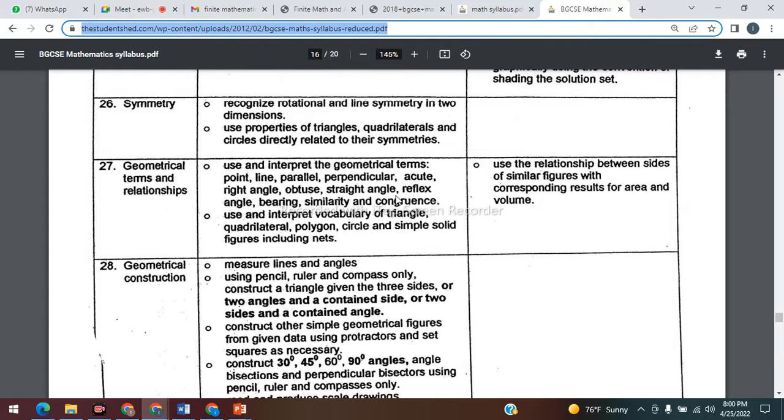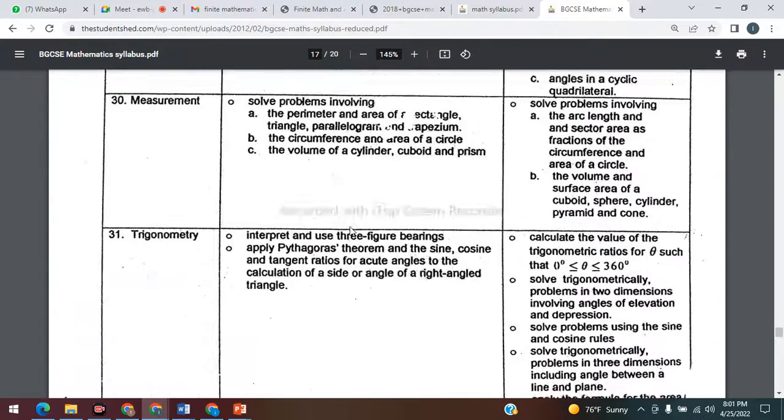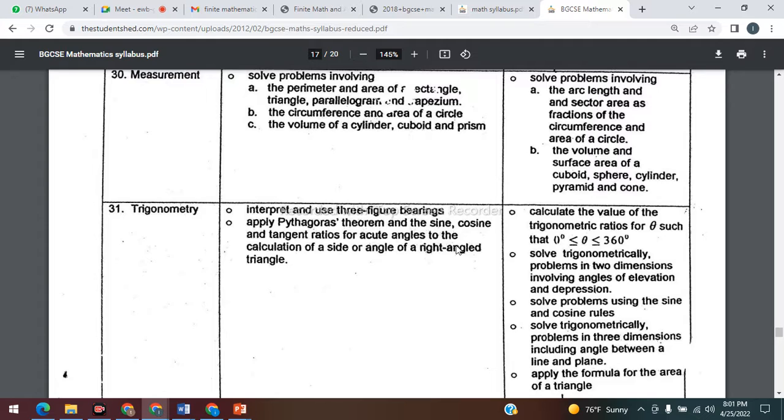Yeah, we've done these things. The only thing we haven't done, really, we haven't done similarity. We haven't done similarity, and we haven't done bearings like that. Angle properties, yep, for sure. Trigonometry, yep, of course.